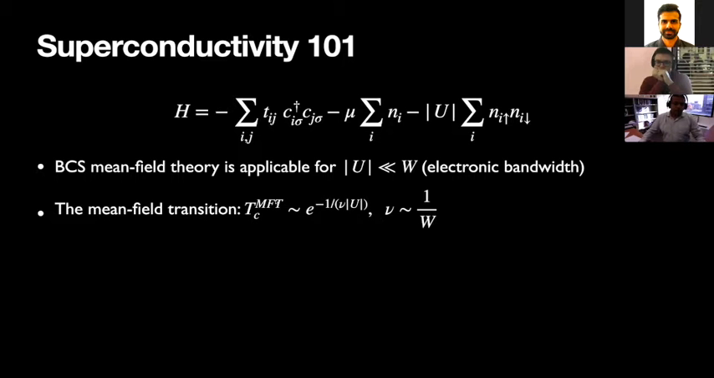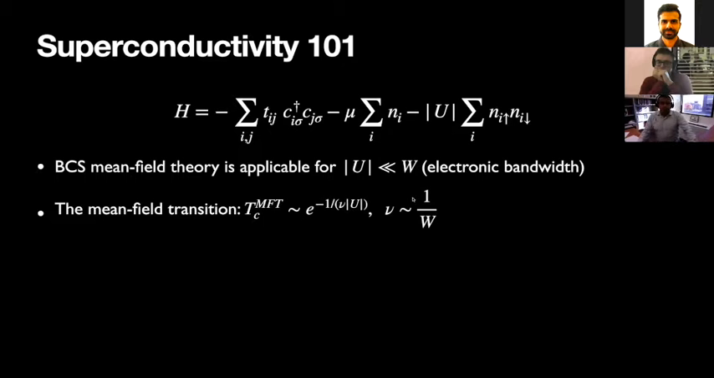And so the mean field transition temperature that one finds is given by some microscopic energy scale times this very famous factor of exponential of this dimensionless combination. So nu here is the density of states, and U is the strength of attractive interactions. And typically, the density of states goes as 1 over the bandwidth.